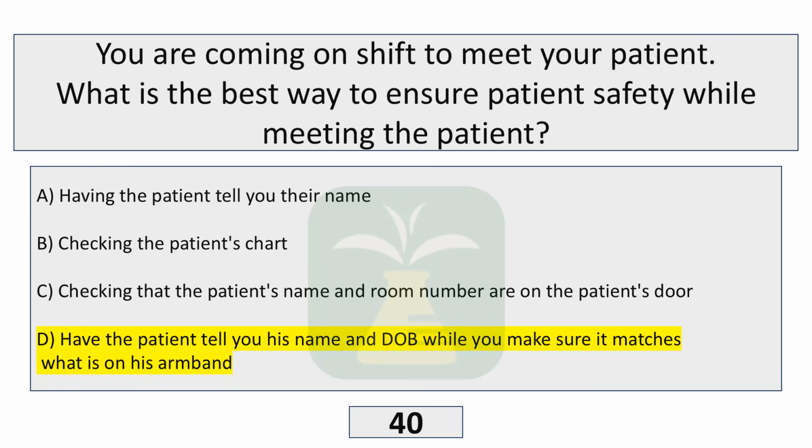Correct answer, D. Have the patient tell you his name and DOB while you make sure it matches what is on his armband. The best way to ensure patient safety is to have the patient tell you their name and DOB while you ensure that what they are saying is what is on their armband. The patient's name should never be placed on their door. This is a HIPAA violation.